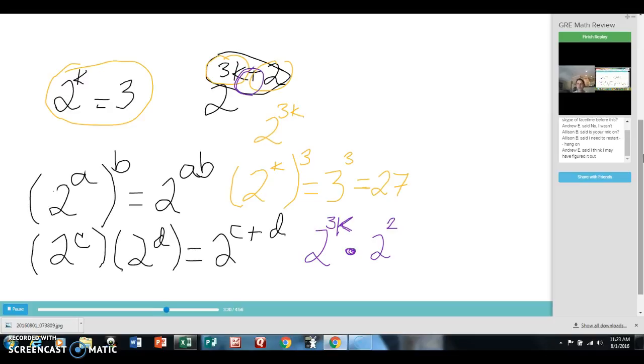Okay, well, 2 to the 3k we just figured out is 27. So 27, and then 2 squared is 4. So they're asking what's 27 times 4. Gotcha. What is 27 times 4 or 27 plus 4? Times 4.